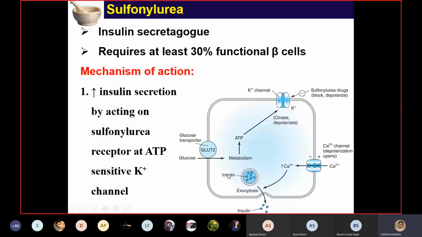So how does sulfonylurea act? It increases insulin secretion. That is why it is said to be an insulin secretagogue. It increases insulin secretion by acting on the sulfonylurea receptor at the ATP sensitive potassium channel. It directly binds here and closes the potassium channel and depolarizes the beta cell, and this depolarized beta cell causes the calcium channel to open, calcium enters, and insulin is released. So this is the main mechanism of sulfonylurea.